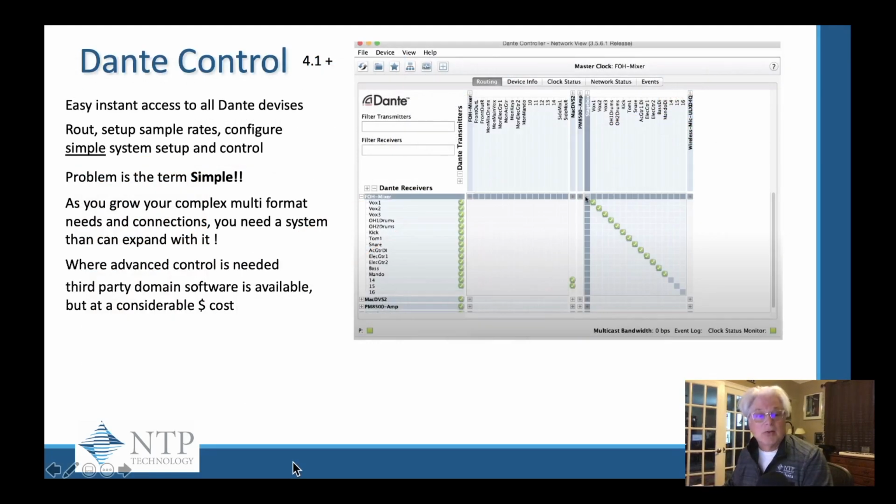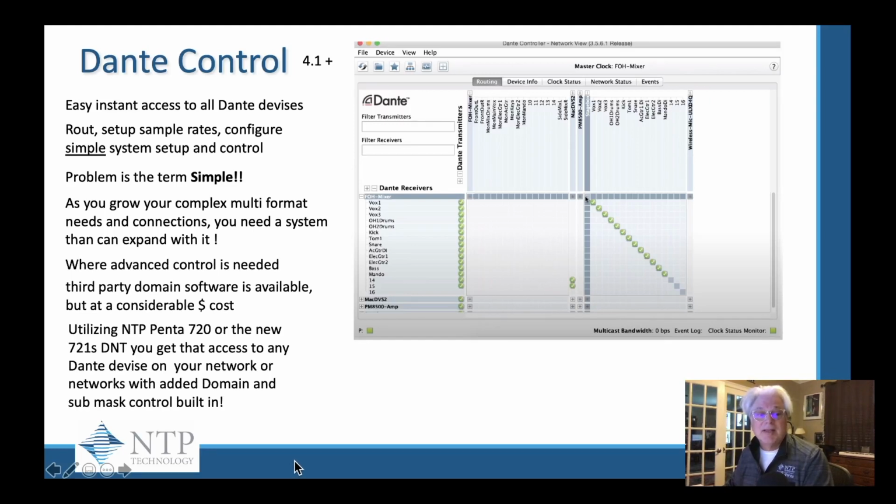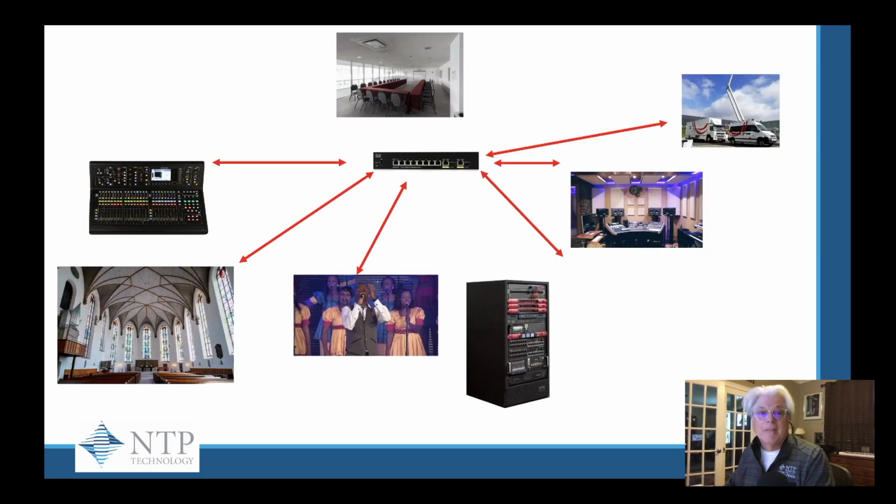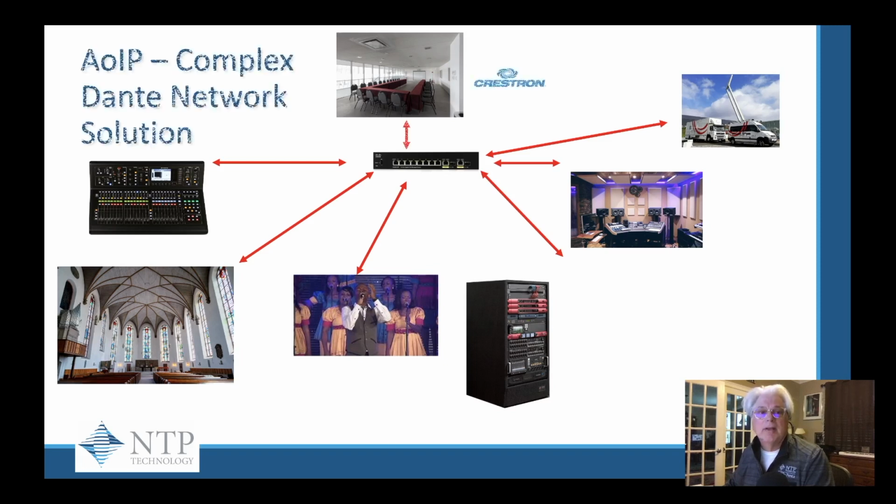Where advanced control is needed, third-party domain software is available, but at considerable costs. Using NTP Penta 720 or the new 721S DNT series, you get access to all of your Dante devices on your network or networks with added domain and submask control built in. A backbone to your Dante Audio over IP network. So let's look at a basic system and how it becomes complex so quickly.